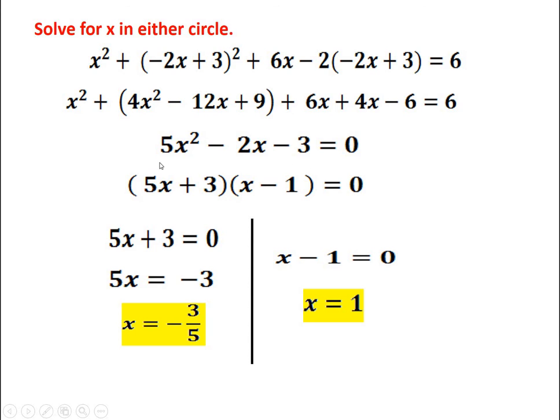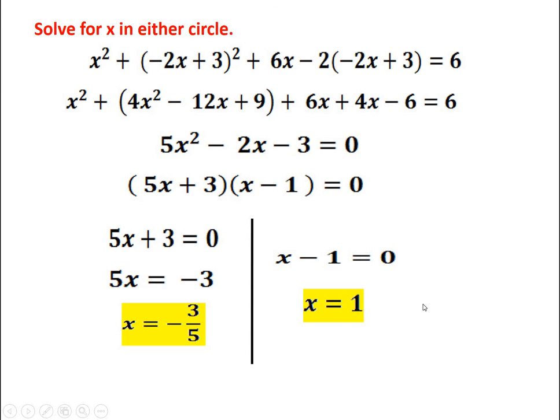Then this is not a perfect square trinomial. So express that in the product of two binomials. So we landed with 5x plus 3 times the quantity x minus 1. Then equate that to 0 to solve for the value of x. Let's have the first 5x plus 3 equals 0. And solving for x, we arrive with negative 3/5. Then x minus 1 equals 0. Then solve for x, it is equal to 1.